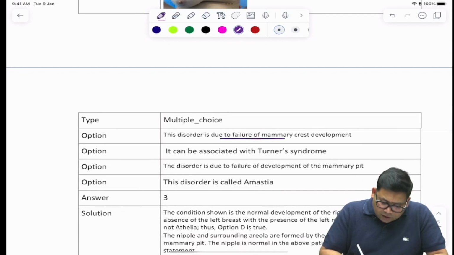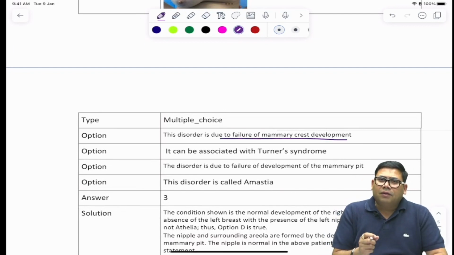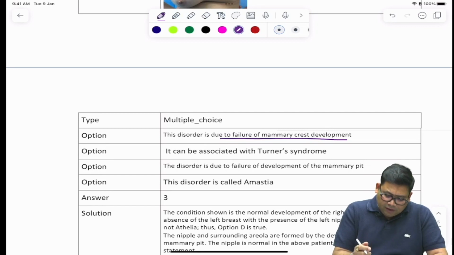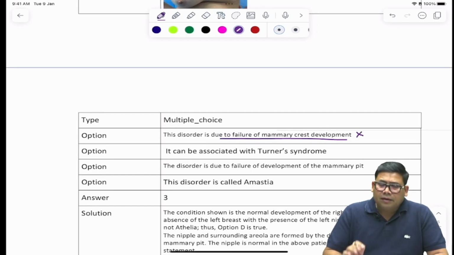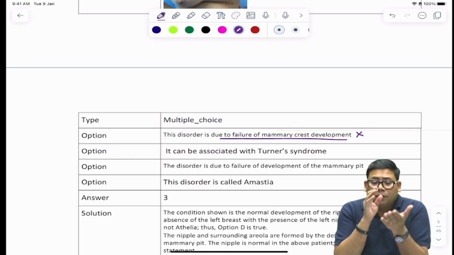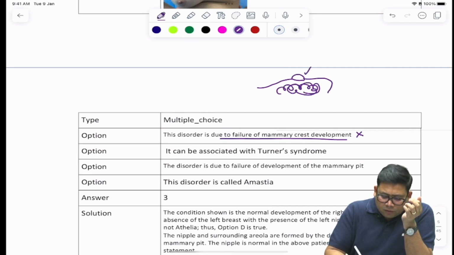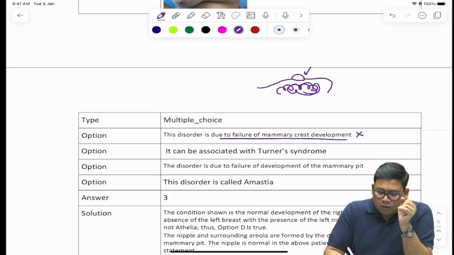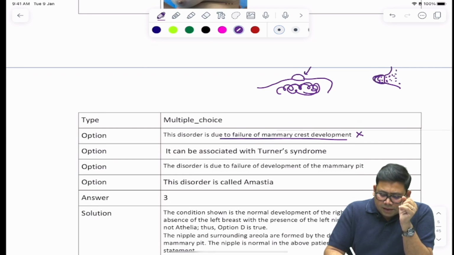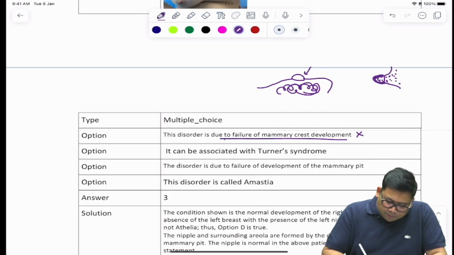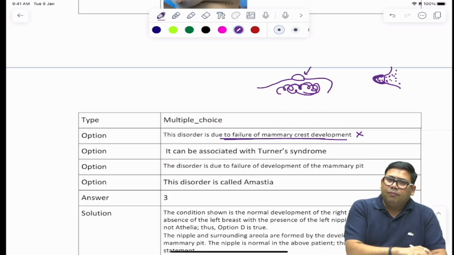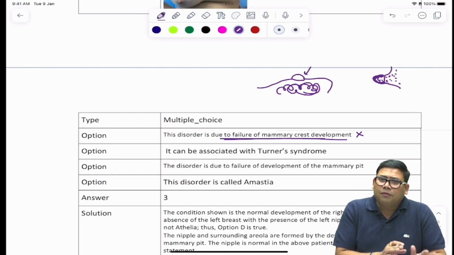This is due to the failure of mammary crest development. Try to understand, if the mammary crest development fails, there will be athelia also. Why? Because there is mesenchymal proliferation, and only then are the nipples formed. At the time of birth the nipples are not there, it is the mammary pit. During the formation of the mesenchymal tissue, the nipple is created. So option 1 is absolutely wrong. Why? Because the nipple is there.